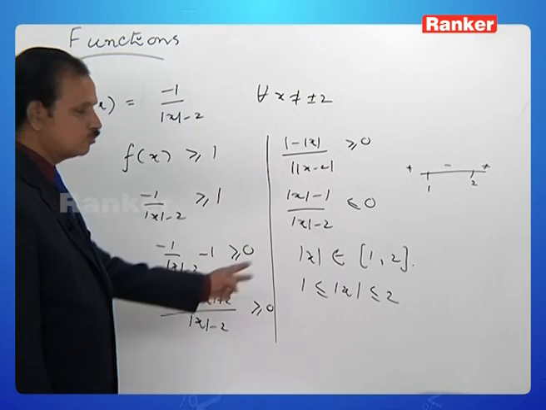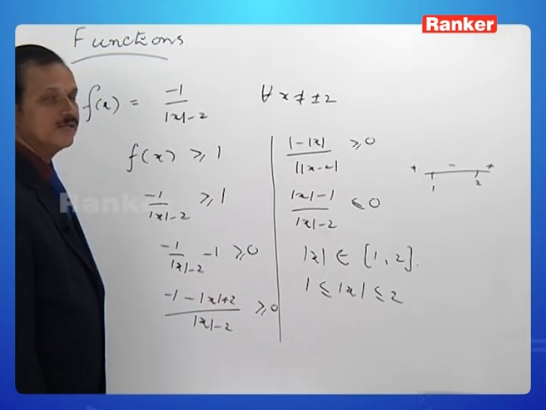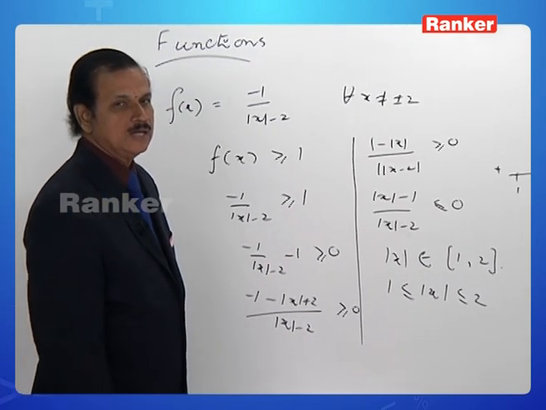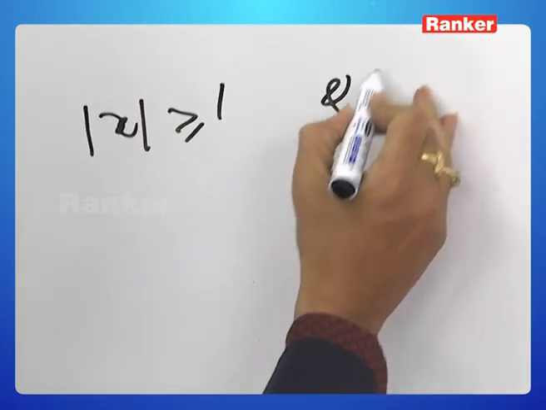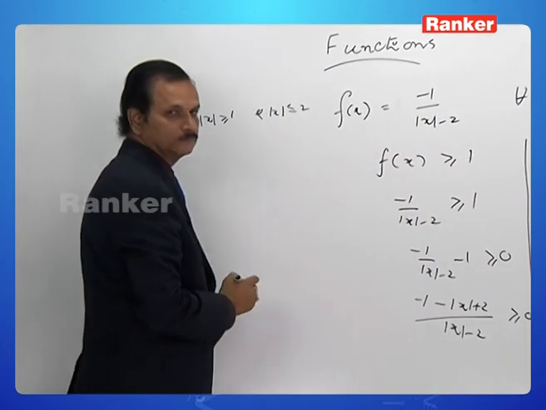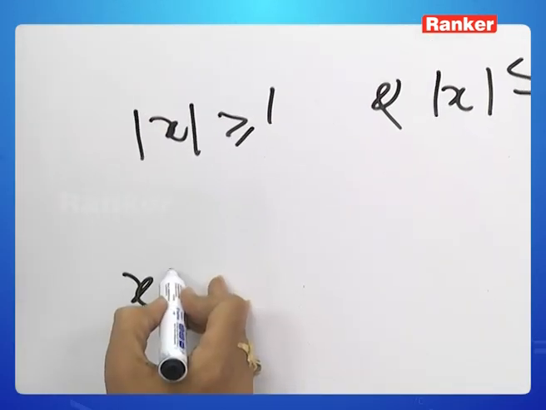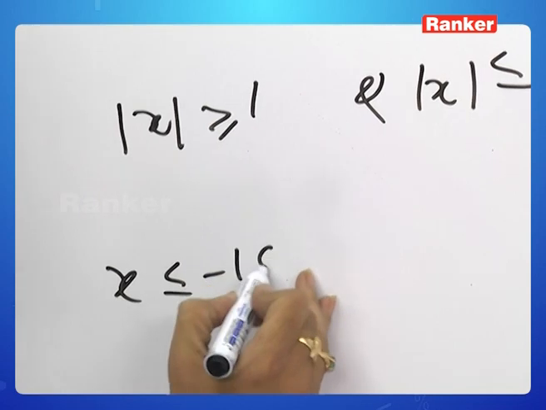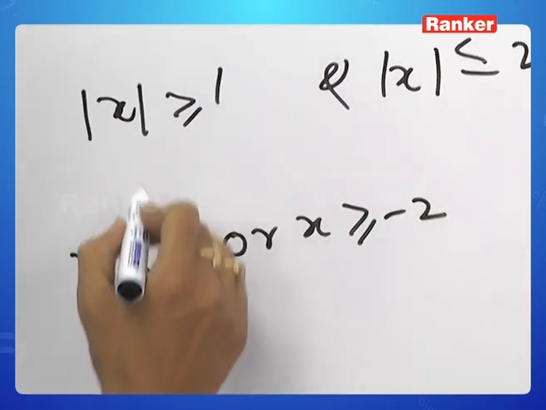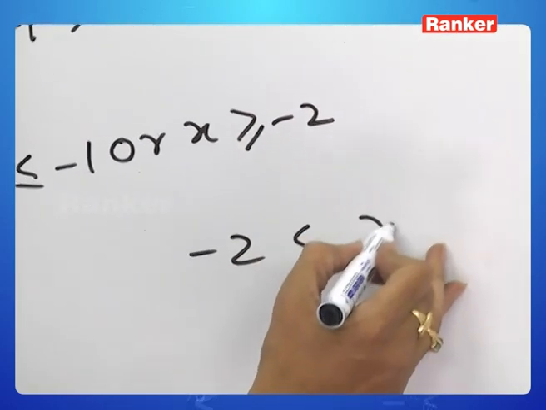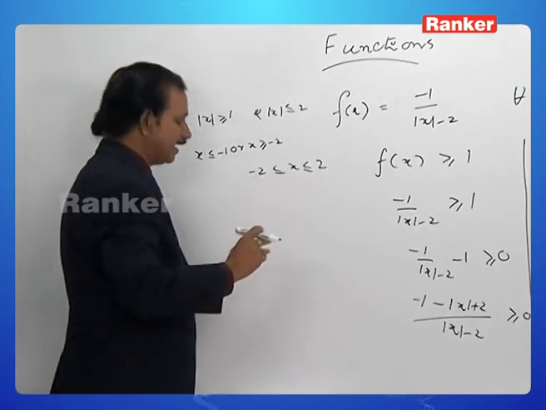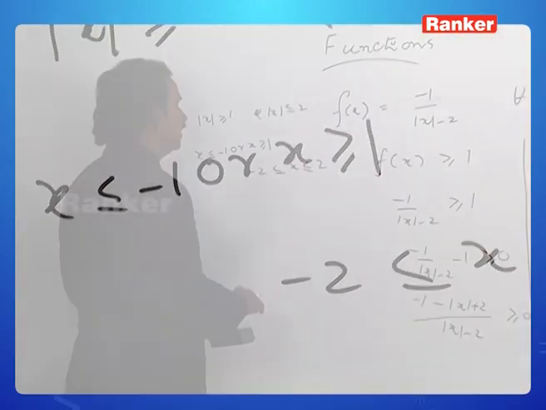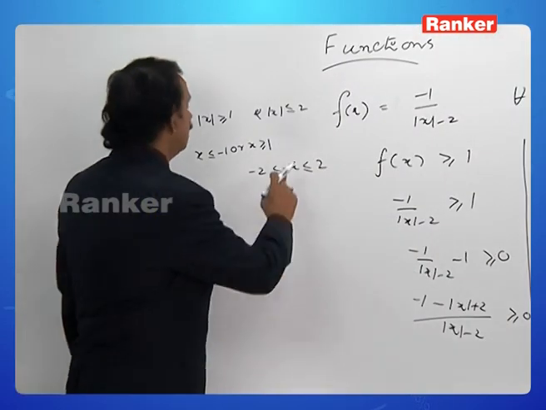Again, we shall have two inequalities from this. What are they? One is mod x greater than or equal to 1, and the other is mod x less than or equal to 2. That is, x less than or equal to minus 1 or x greater than or equal to 1 here, and minus 2 less than or equal to x less than or equal to 2. By following this, x should not lie between minus 1 and 1. From this, x should lie between minus 2 and plus 2.